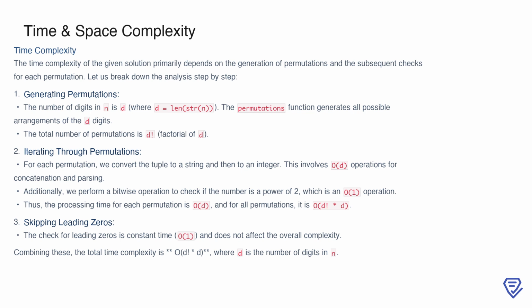The conversion and parsing steps collectively require O(d) time, while the power of 2 check is a constant time operation, O(1). When we multiply this processing time, O(d), by the total number of permutations, d!, we get an overall complexity of O(d! * d). Additionally, the check for leading zeros is performed in constant time and does not impact the overall complexity. Thus, the total time complexity of the solution is O(d! * d), where d is the number of digits in the input number n.